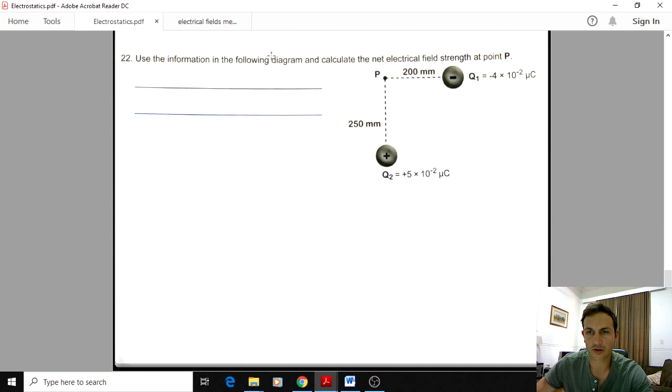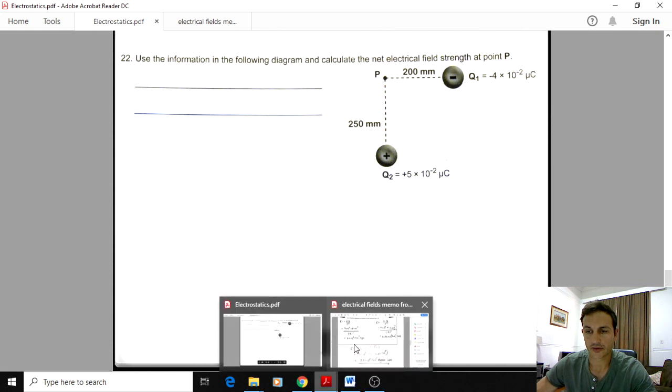Use the information in the following diagram and calculate the net electric field strength at point P. Interesting, because now, probably not shown here, but you should know that this is a 90-degree angle, so they are perpendicular to each other. This is similar to what you have seen in the forces section, because forces also have magnitude and direction. Okay, so let's have a look at the answer.